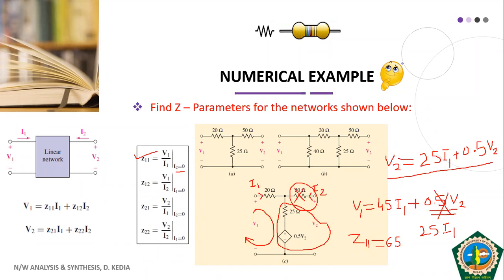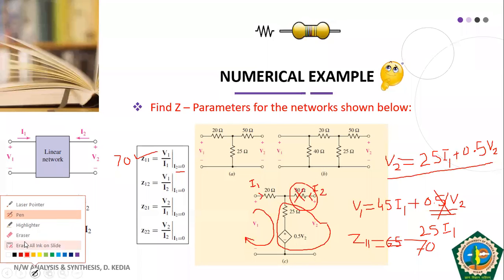So this circuit seemed a bit complex, but I think I made some small calculation mistake. 45 plus 25 is not 65. 45 plus 25 is 70. Okay. So Z11 is not 65, it is 70. So your answer for Z11 comes out to be 70. I hope this thing is clear. Now let us move forward.